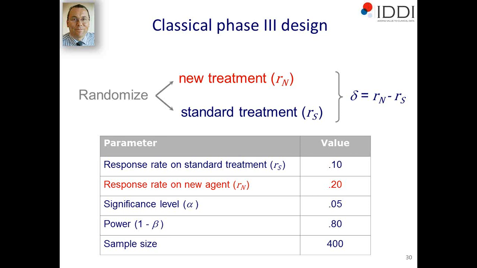What you said is that you expected a 10% response rate on the standard treatment. Maybe you hope for a 10% improvement of that, but you would already be happy with a 5% improvement over the 10%. And let's suppose we use conventional levels of significance and power, 5% for alpha, 20% for beta, and that would require a sample size of about 400 patients.